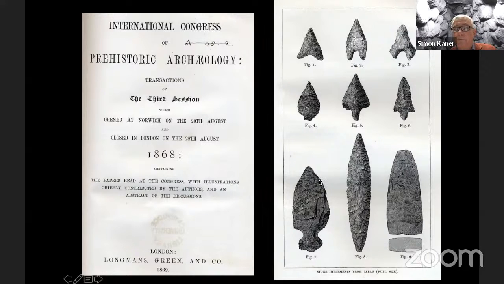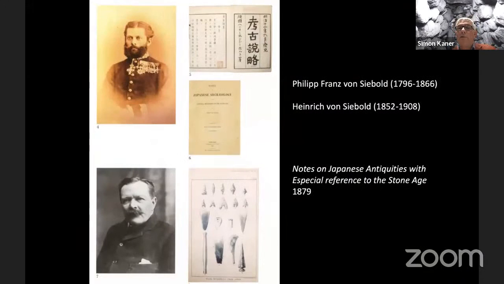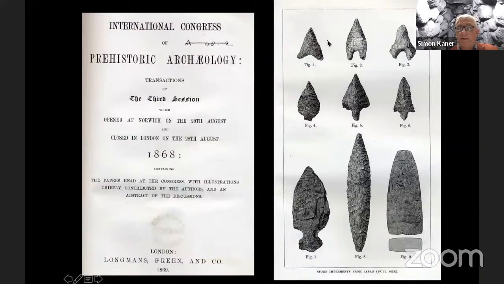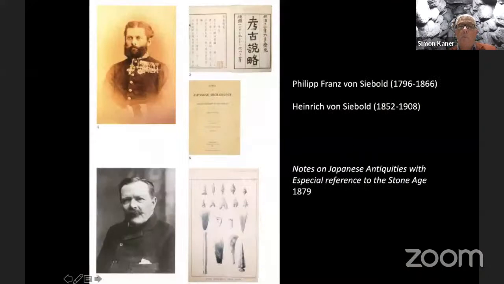And here we've got an illustration of stone implements from Japan. And this is a paper which is delivered by Augustus Wollaston Franks of the British Museum. Now, Franks, those illustrations, these stone tools, I think there's probably some obsidian stone tools in there, were probably collected by this gentleman, Heinrich von Siebold.